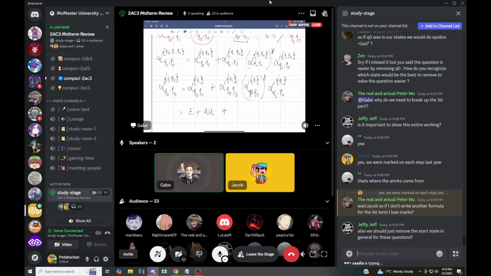Also, should we remove the start state in general for these questions? If your start state and final state are the same, then yes. I would remove the start state because when you do this section of the formula, your denominator wouldn't change. By denominator, I mean that part right here.